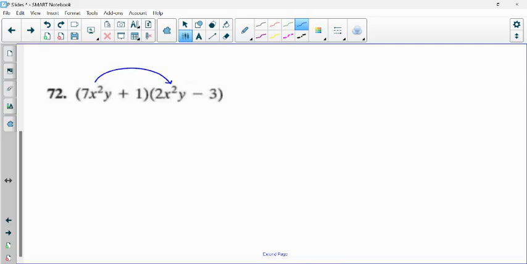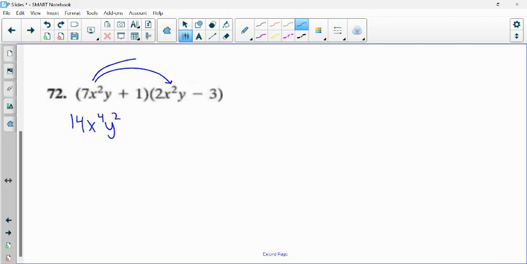Remember, when you are multiplying different terms, you multiply the coefficients. So 7 times 2 is 14. I'm doing x squared times x squared, which would be x to the fourth. And then y times y is y squared.